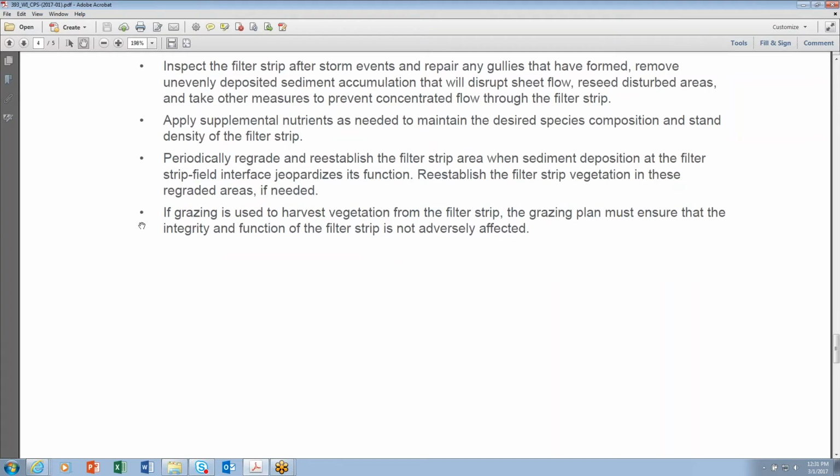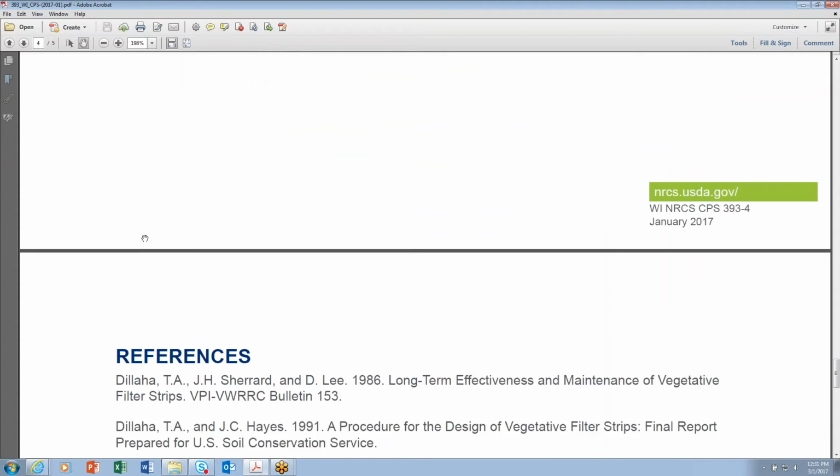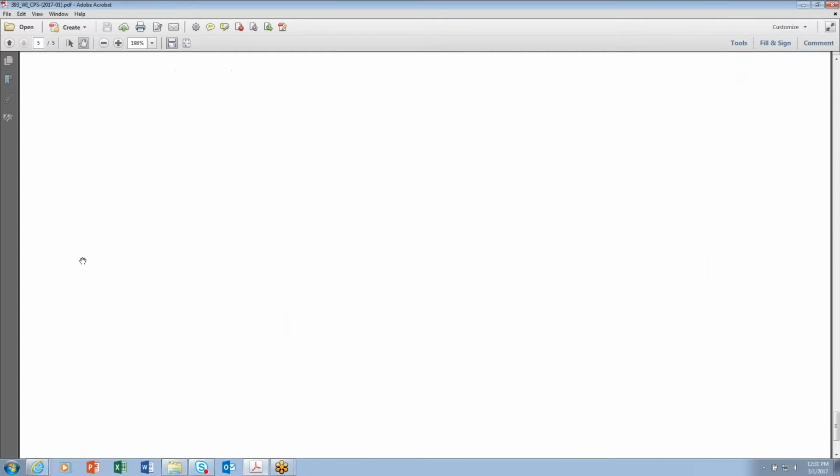And then if it's going to be grazed, it needs to be grazed according to a plan so that we don't jeopardize the integrity and function of the filter strip. There is a little language in the tech note about grazing, so obviously we're not going to let cattle on it when it's wet, and there are certain things that we need to do to protect it. So in a nutshell, that is the practice standard.